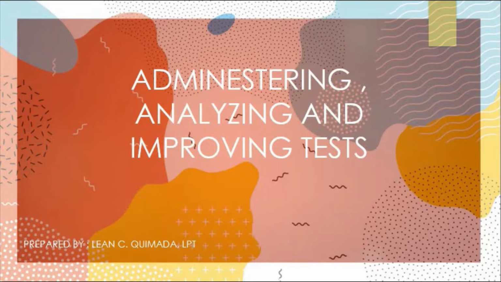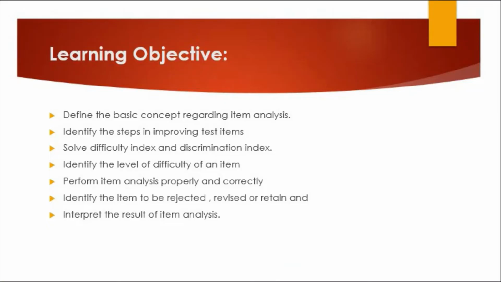So, for today, we are going to discuss chapter 4, which is entitled Administering, Analyzing, and Improving Tests. Our learning objectives for this morning are to define the basic concept regarding item analysis, identify the steps in improving test items, solve difficulty index and discrimination index, identify the level of difficulty of an item, perform item analysis properly and correctly, identify the item to be rejected, revised, or retained, and interpret the result of item analysis.